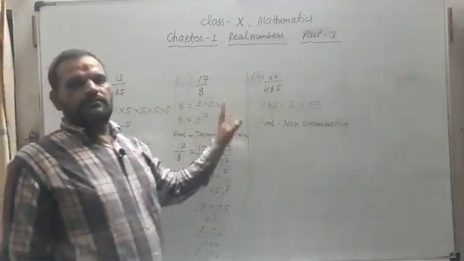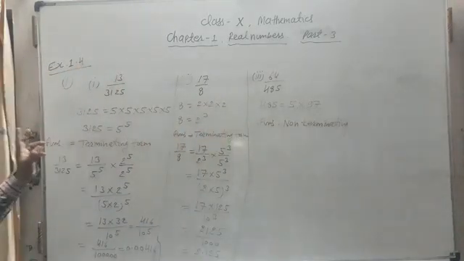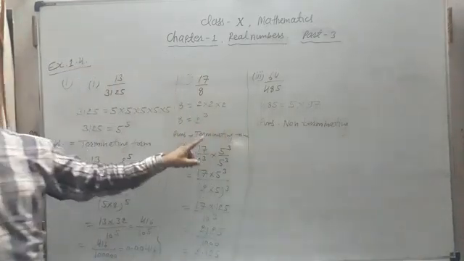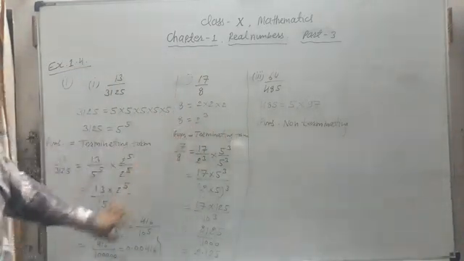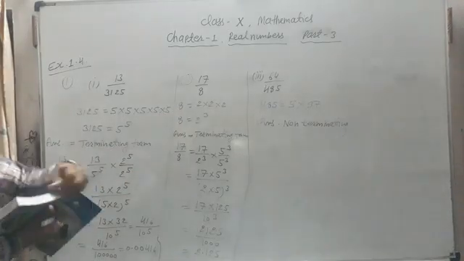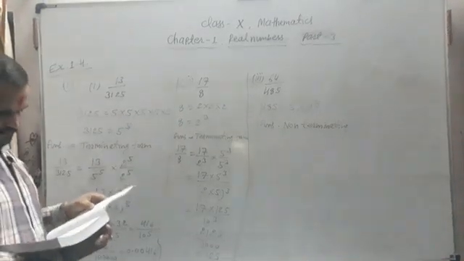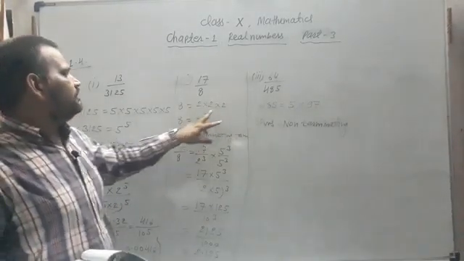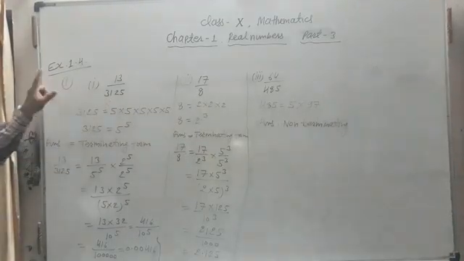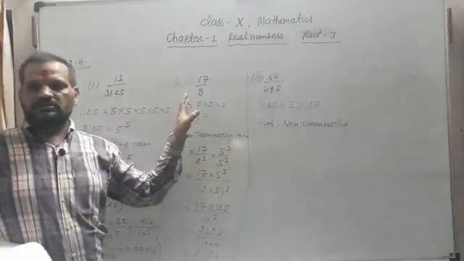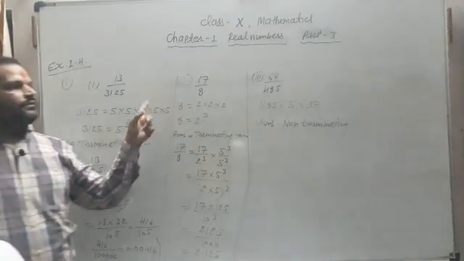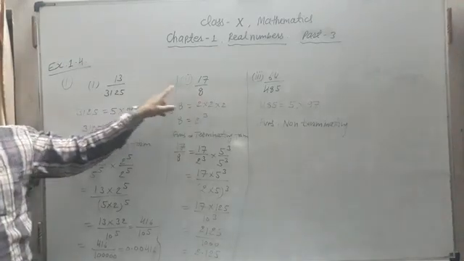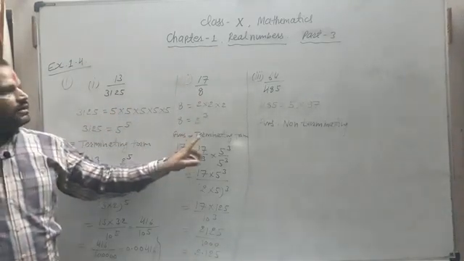In the second question, we have to find the decimal form of the number in case of terminating form. Clear? Similarly, in the next 4th, 5th and 6th parts, first of all check whether the form is terminating or non-terminating, and if it is terminating form, then we can find the decimal form without division. Clear?